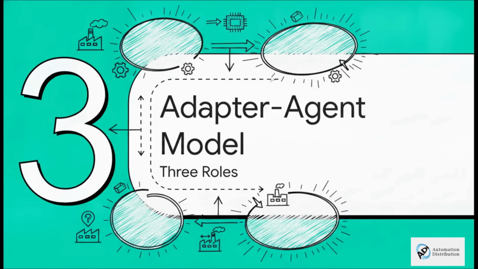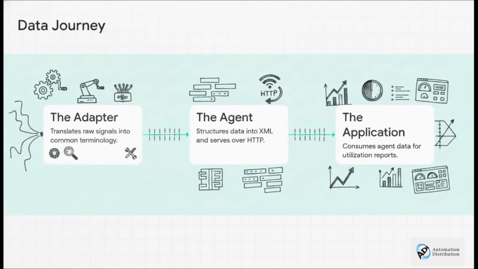All right, moving right along to Section 3, the adapter agent architecture. This is how MTConnect actually functions behind the scenes. Let's walk through this data journey step by step. MTConnect moves data through three distinct roles. Step 1 is the adapter. This sits right down closest to the machine. It reads raw signals like digital states or analog values and translates them from whatever proprietary format they're in into MTConnect's common terminology, usually spitting it out as a simple pipe-delimited text stream.